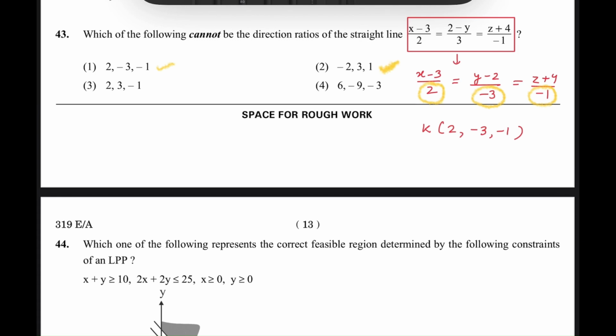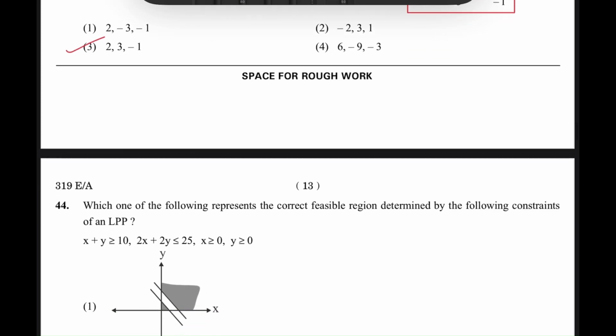Then if I put k equals 3, what do I get? I get option number 4, right? So this can never be the direction ratio. So option 3 must be the correct answer for this question, right? He's asking which of the following is not. So the third one can never be the direction ratios, right?